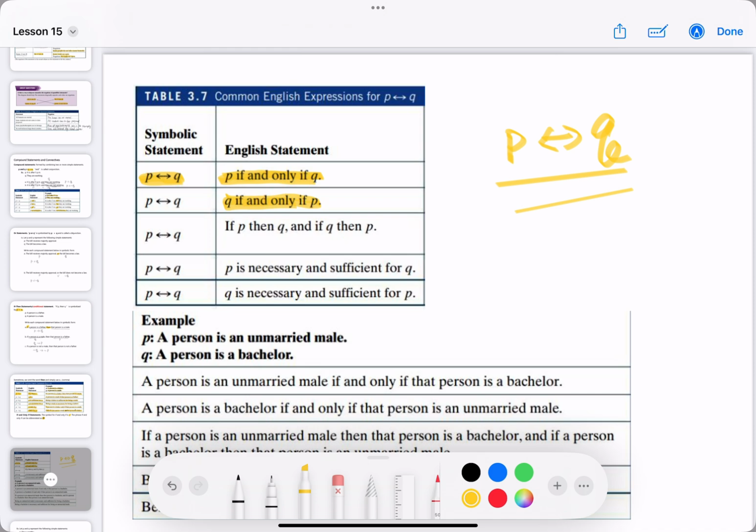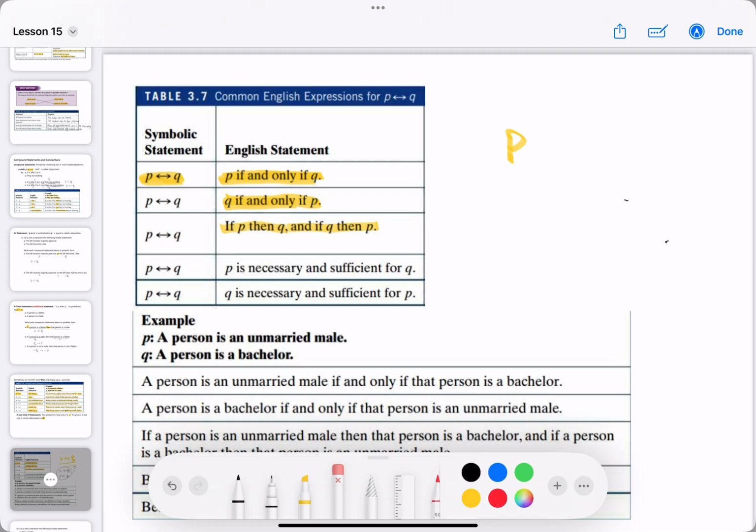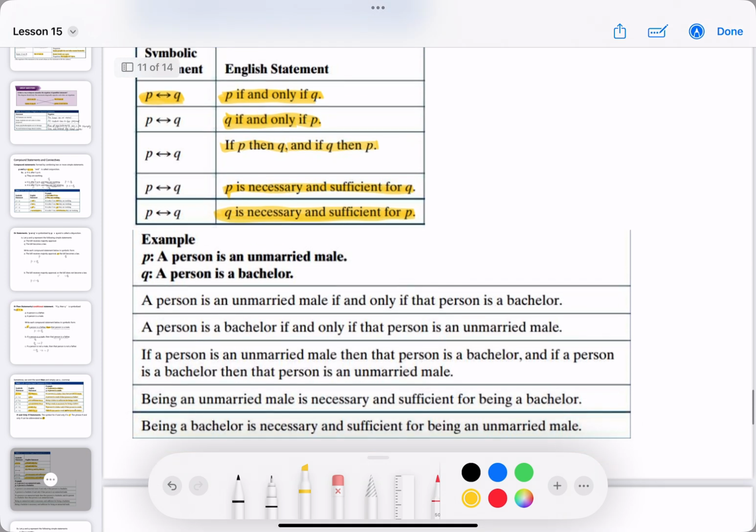And the next equivalent statement is if P then Q and if Q then P. What's the meaning of that? If P then Q and if Q then P. So we combine them together, that is if and only if. All right, let's see. Next equivalent expression. We have P is necessary and sufficient for Q. Or we can say Q is necessary and sufficient for P.